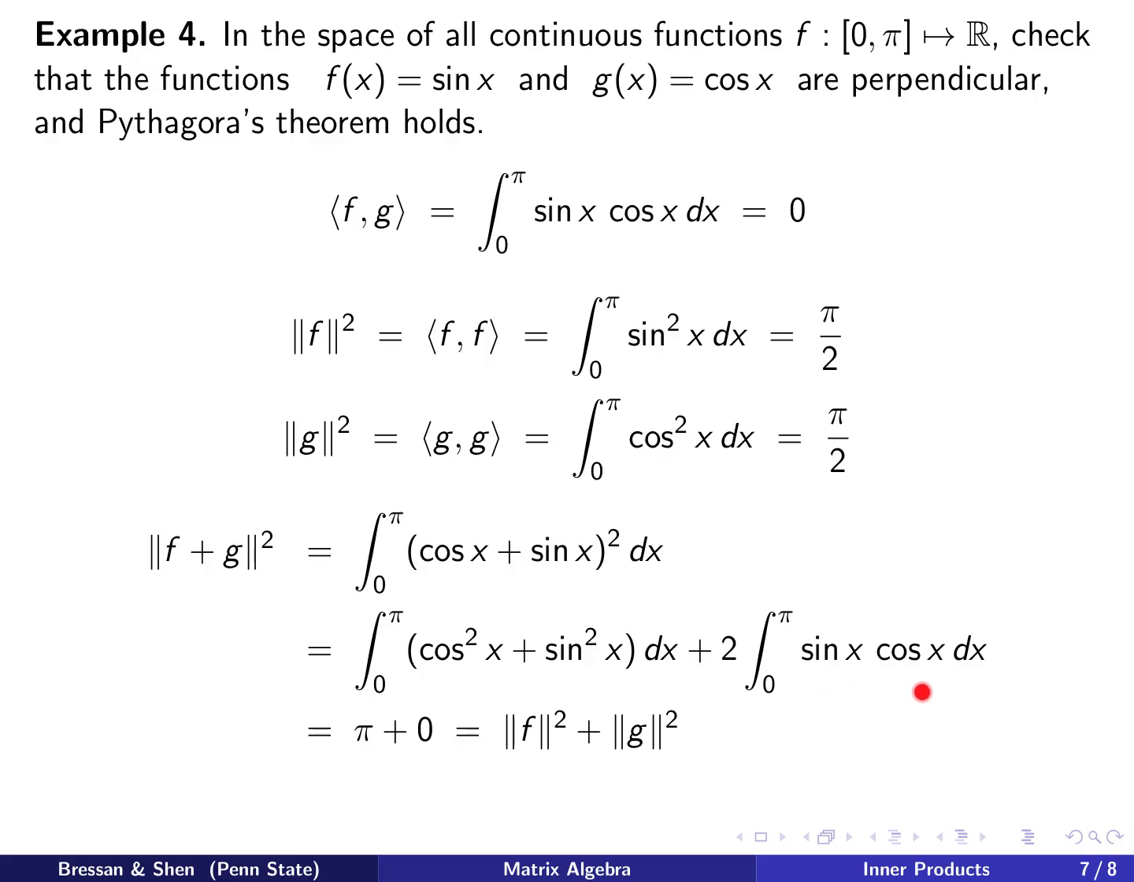And for this one here, we use the property that the functions f and g are orthogonal. We just verified that it equals 0. So that's 0. So I get pi plus 0, which is pi, which we see is exactly this quantity plus that quantity. So it's the norm of f squared plus the norm of g squared. Okay, so this equality is the Pythagoras theorem.